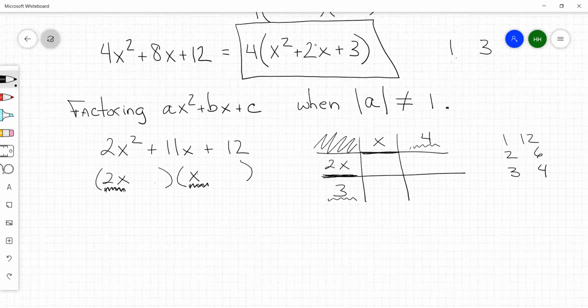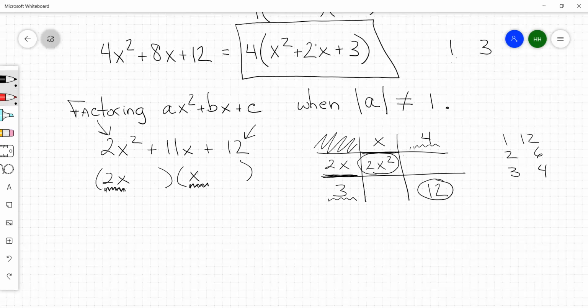Here's what's got to happen. This 4 times this 3. See where they are in the matrix? Their product goes here. 3 times 4 is the 12. It goes right here. So this 12 matches this 12. We're good. Now, 2x times x goes 2x squared. First term, we're good.